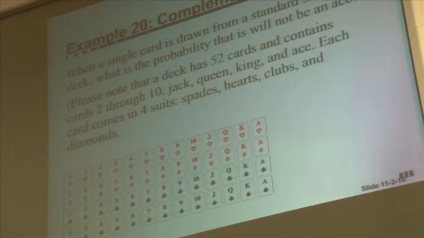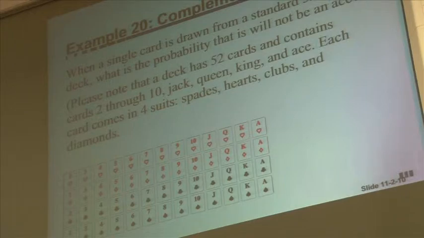Okay. Let's go to example 20. When a single card is drawn from a standard 52-card deck, what is the probability that it will not be an ace? Well, let's start with our sample space. Sample space is 52 cards, one deck of cards. Well, how many aces are in a deck? 4 aces in a deck.